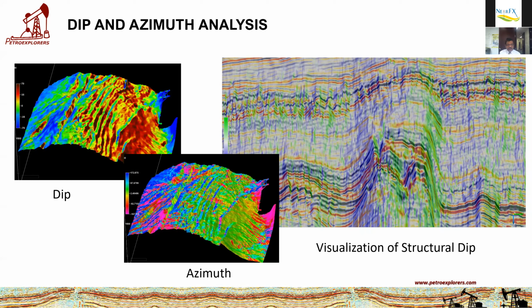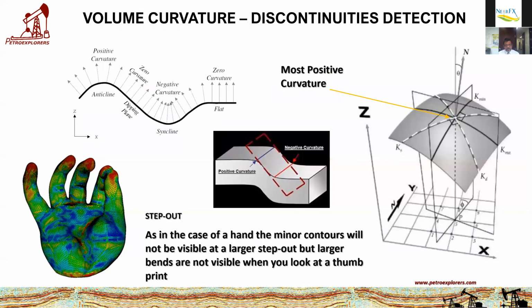Dip and azimuth by itself has a lot of information in it. Over surfaces, if you can drape it over surfaces, a change in dip will be clearly seen as a breakup of the reflectors. So that leads to volume curvature. Volume curvature was introduced almost at the same time, but basically it is the radius of the circle, the inscribed circle, from any curve.